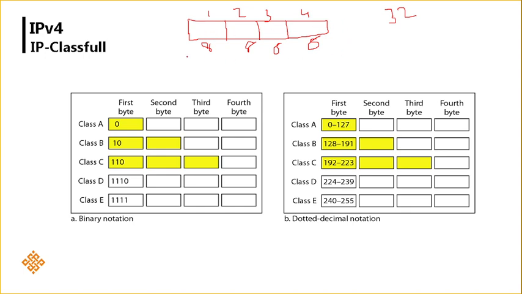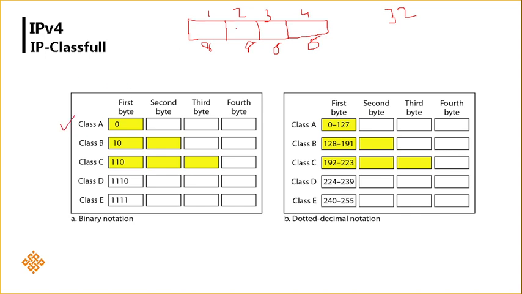Out of these 32 bits, based upon the class, a few bits are allocated to the network ID and a few bits are allocated to the host ID. Normally the host IDs are used to generate the IP addresses or to connect to the systems. The network ID is normally used for naming the network. Keeping that in mind, how many bits are allocated to the network ID and how many to the host ID, the various classes have been defined. So this is class A.